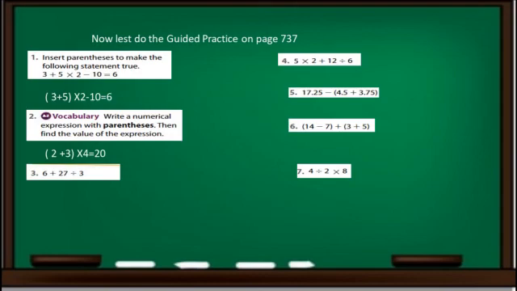Question number 3. Which operation do you do first? Division. Question number 4. Which operation do you do first? Multiplication. Question number 5. Which operation do you do first? Addition. Question number 6. Which operation do you do first? Subtraction. Question number 7. Which operation do you do first? Division.